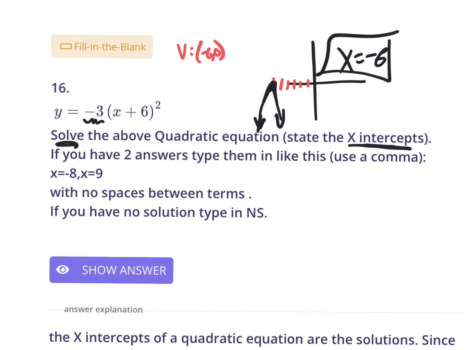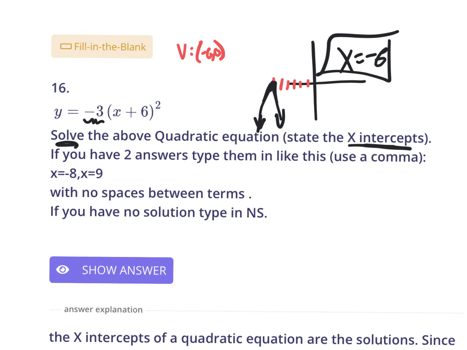Okay, so obviously these are the types of questions you will have on quizzes. And notice, I'll tell you to type in, if you have two answers, type them in like x equals -8,9 with no spaces. If you only have one answer, you just type in x equals -6 and hit enter. If you have no answers, then you would type in no solution if it doesn't cross the x-axis.